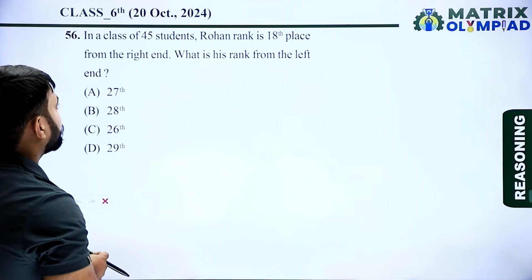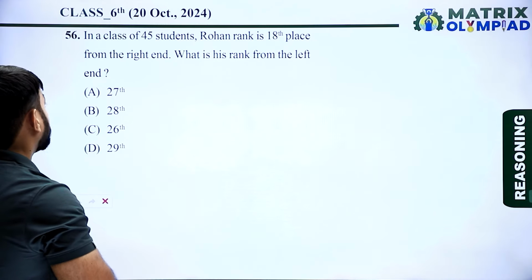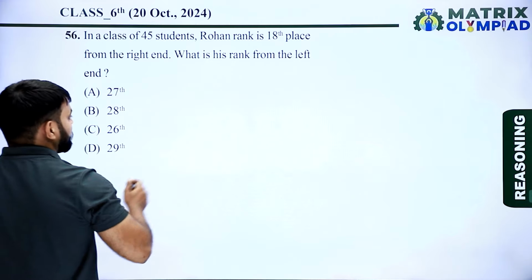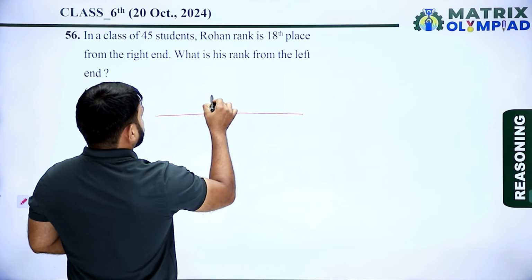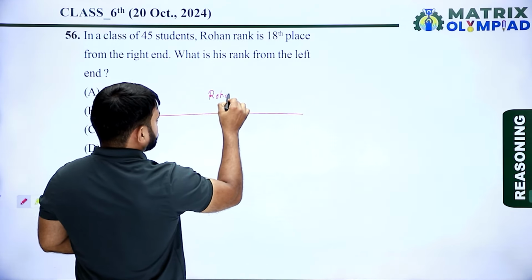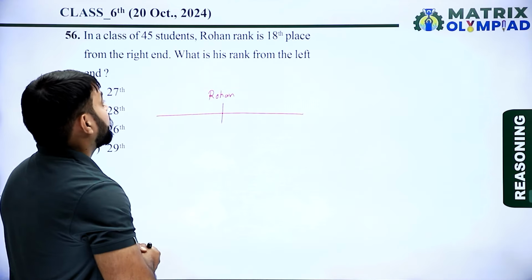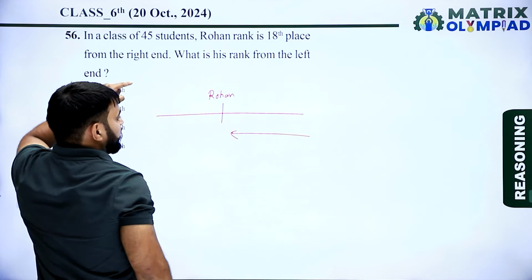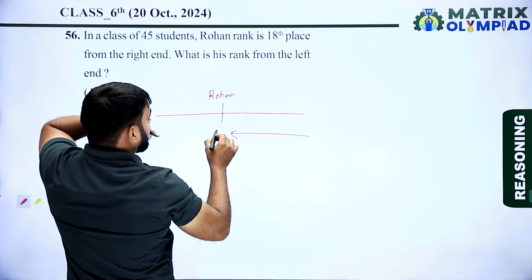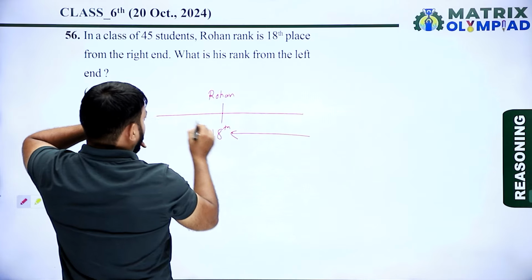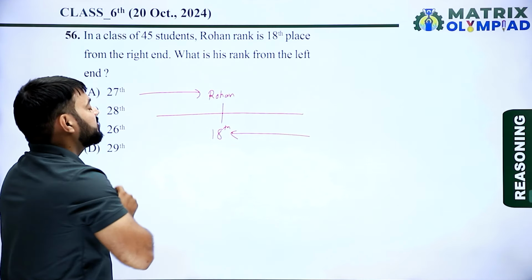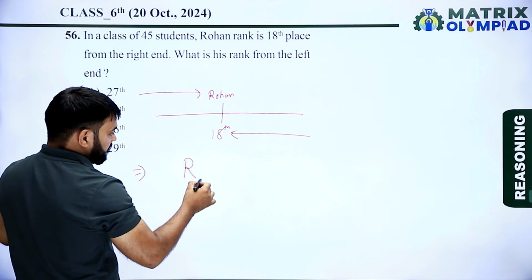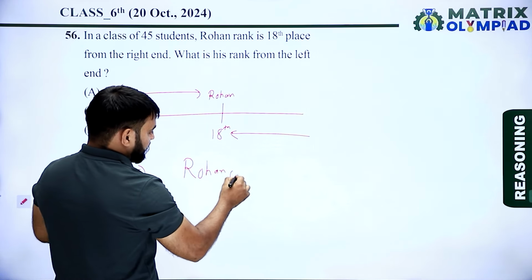In a class of 45 students, Rohan's rank is 18th place from the right end. What is his rank from the left end? So let's suppose here is Rohan. Now the rank of Rohan is 18th place from the right end. This is the right end of Rohan, and the position of Rohan from the right is 18th, and this is the left direction of Rohan. So find the position of Rohan from the left end.